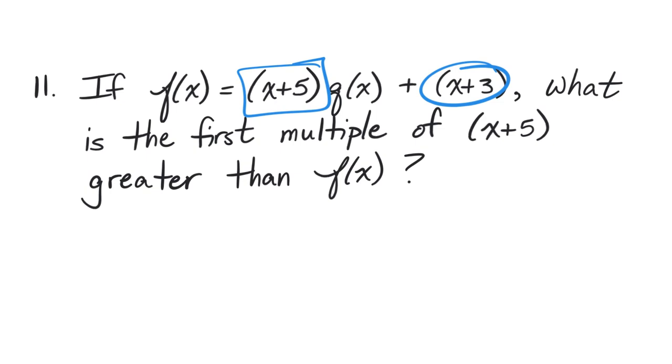The question then says, what is the first multiple of x plus 5 greater than f of x? We may be able to very quickly, based on recognition, say, hey, if my f of x was 2 more, so not f of x equals 2, but 2 more than what the old f of x was, I would have enough for another x plus 5. So really what you're looking at is, if I change that equals to a plus, that's your solution to the problem.